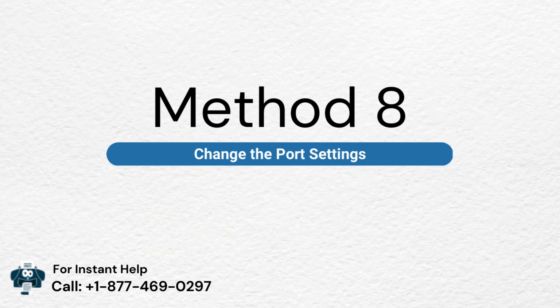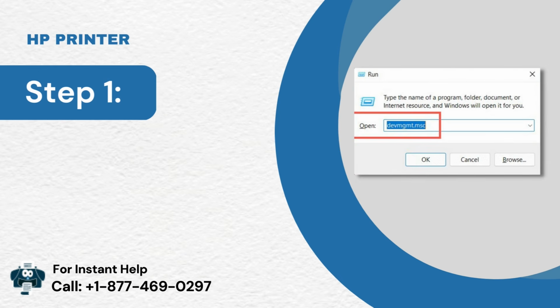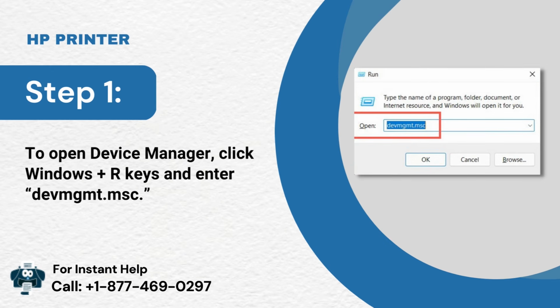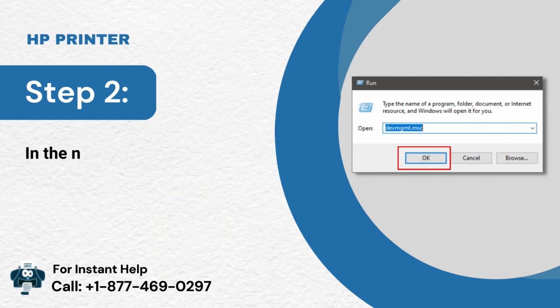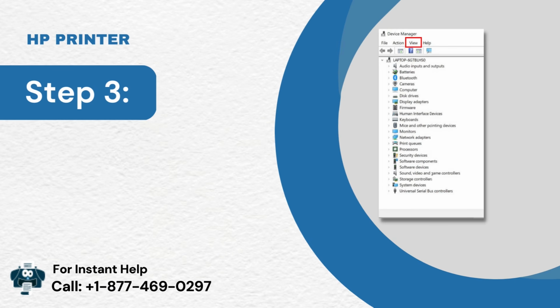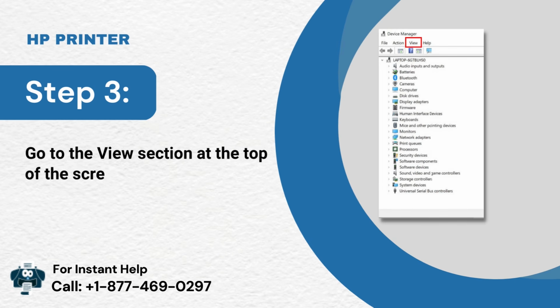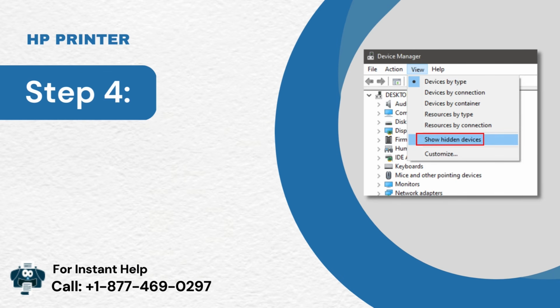Method 8. Change the port settings. Step 1. To open Device Manager, click Windows plus R keys and enter devmgmt.msc. Step 2. In the next step, press OK or Enter. Step 3. Go to the View section at the top of the screen. Step 4. Now, click Show Hidden Devices.